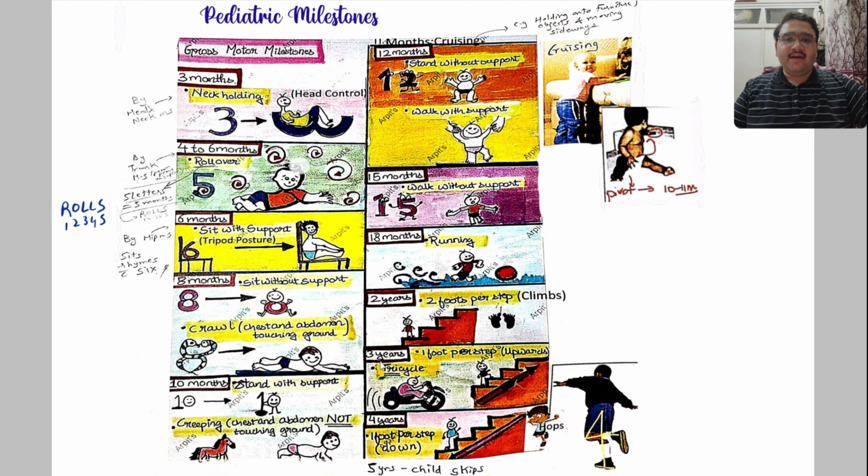Then at 3 years 1 foot per step climbs upwards, and 3 years tricycle. You can remember tri means 3, so 3 years tricycle. Then at 4 years 1 foot per step down and hops. You can see the child is hopping. So you can see the 4. Then at 5 years the child skips.